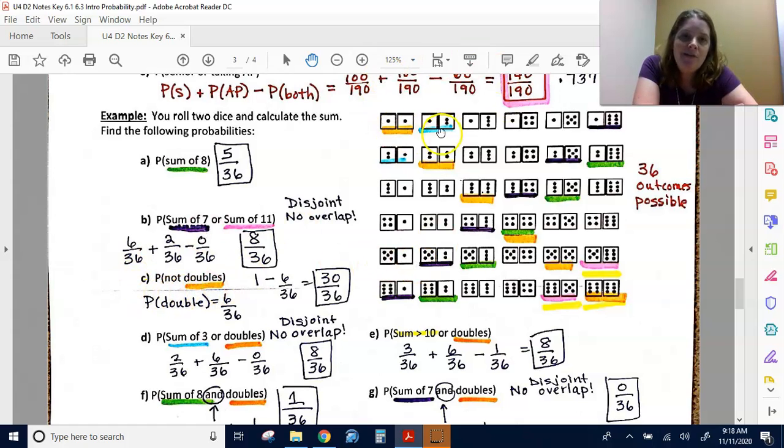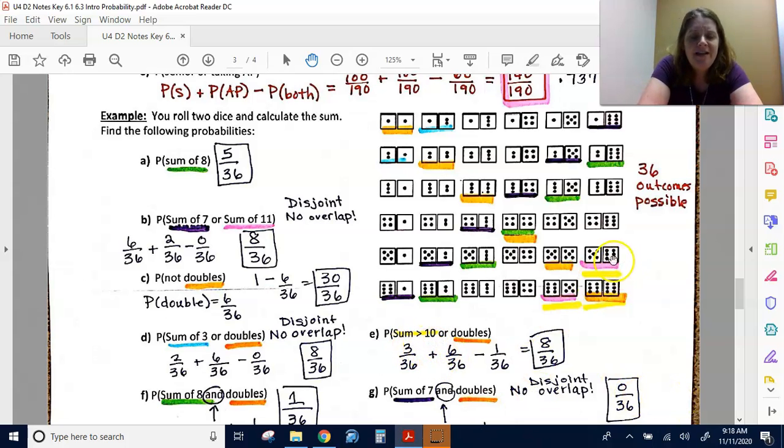Not doubles. Now, there's a lot of things here that aren't doubles, but I knew there's 1, 2, 3, 4, 5, 6 that are. So if there are 6 that are, that means there are 30 that aren't. So 30 out of 36. What's the probability of a sum of 3 or doubles? Now again, my sums of 3 I've got in blue here. Doubles are in orange. There's no overlap, so I'm just going to count those up. 2 plus 6 gives me that 8.